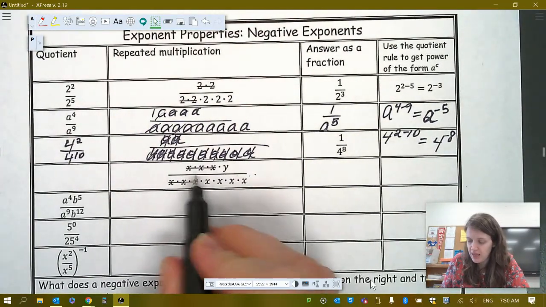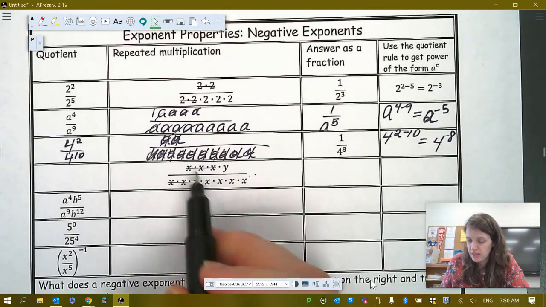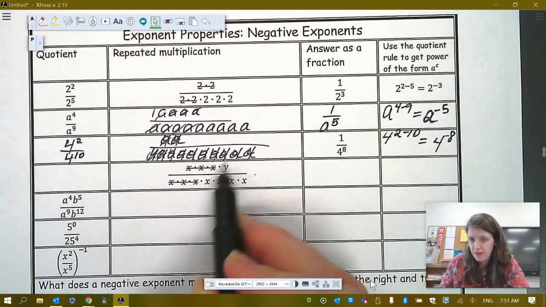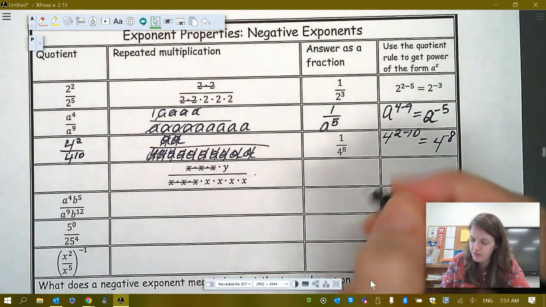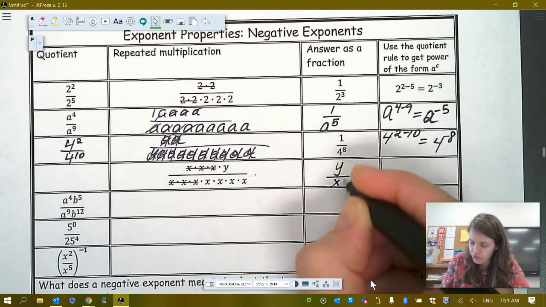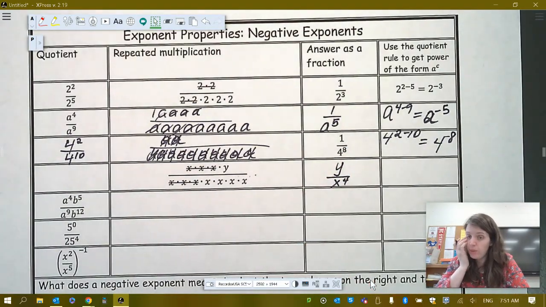All right, let's look at one that had two parts to it. So this has x's and y's. So this is x, x, x, x, x, x, right? All these x's. How many x's are left on bottom and how many y's are left on top? We're going to see what we're left with as y over x to the fourth.